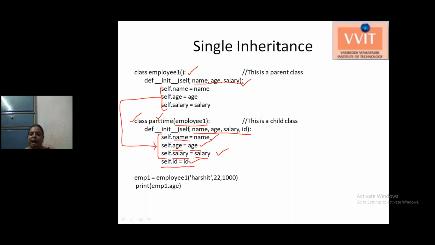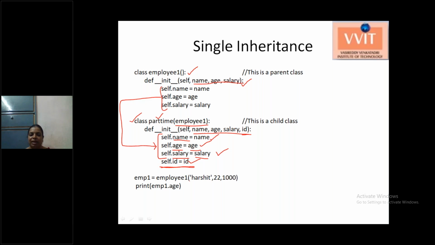While creating the ID variable, it checks whether this is available in the base class. But ID is not a variable in the base class, so it creates a separate variable and assigns the ID. So ID is the only variable of the part-time class. The remaining 3 are the variables of the base class. Whenever you are trying to access, you can access all the values.